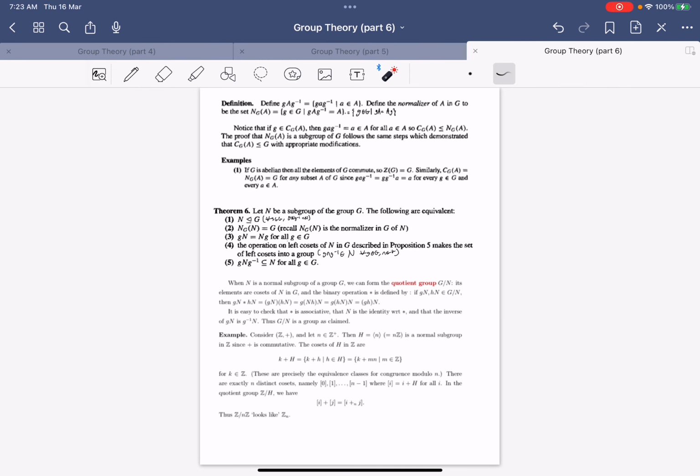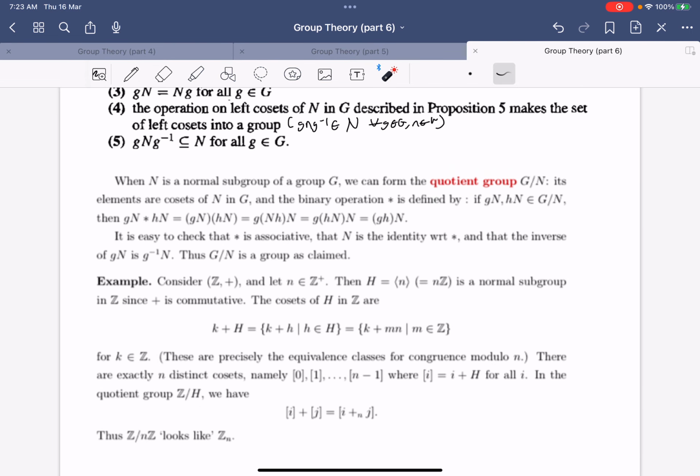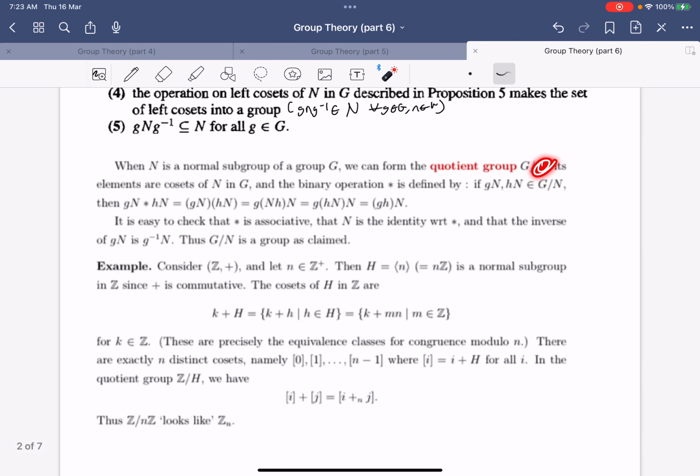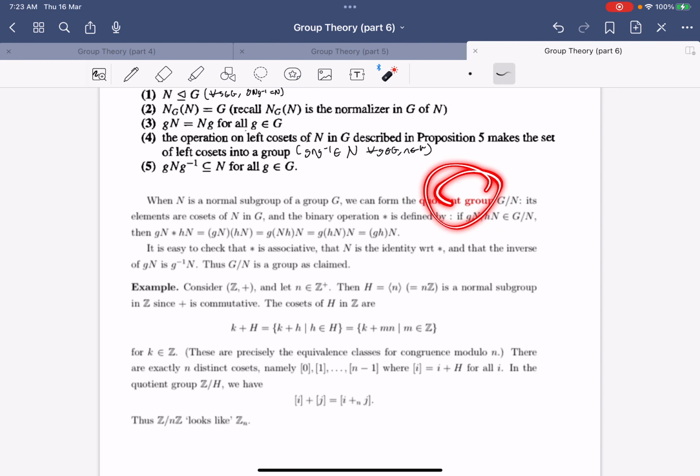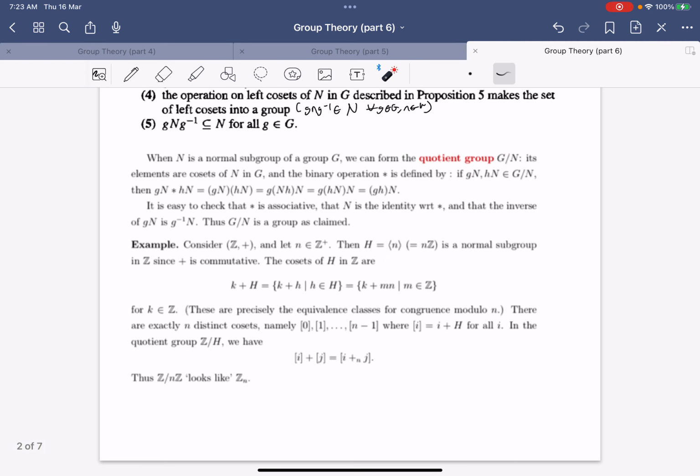And you can take a look in the textbook for examples showing that when N is no longer a normal subgroup, the binary operation may not be well defined. So we can only form quotient groups when N is normal. That's one of the important things to take note of.